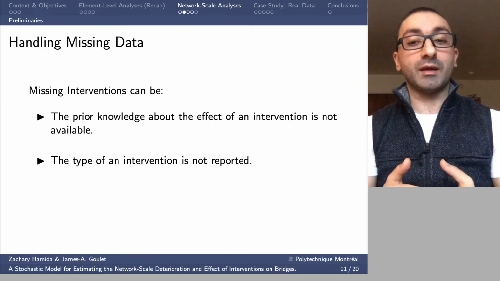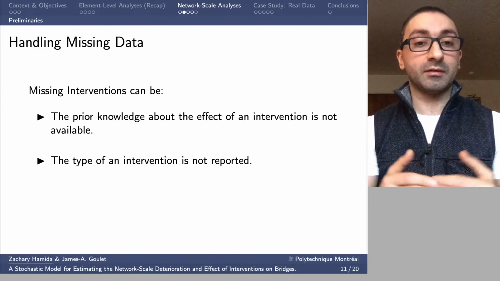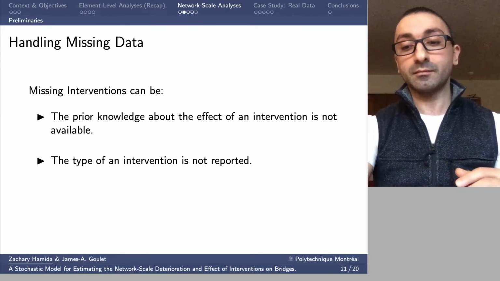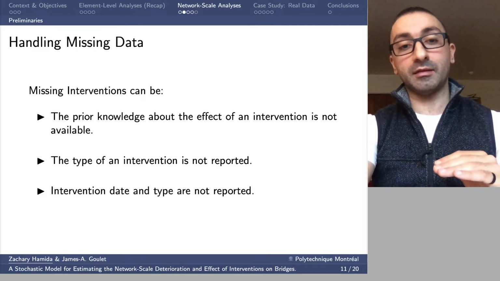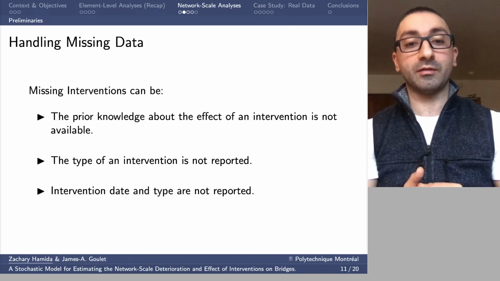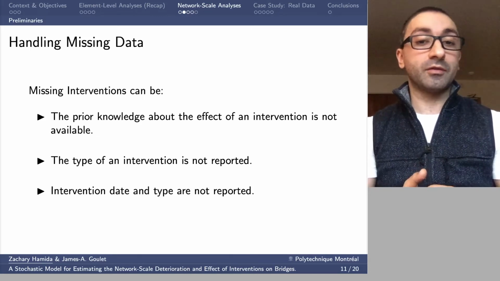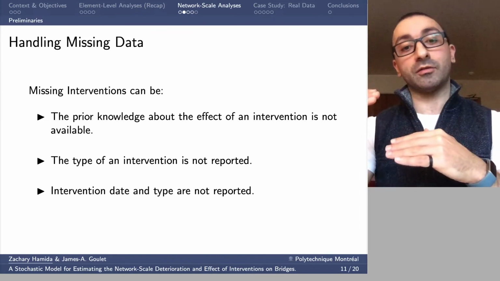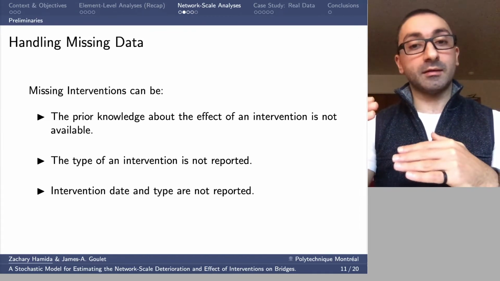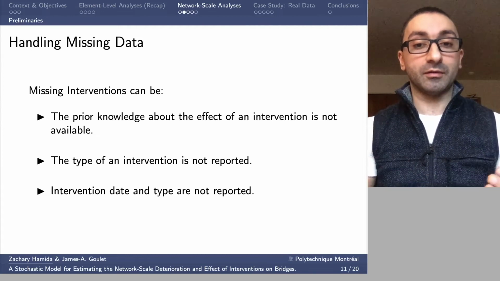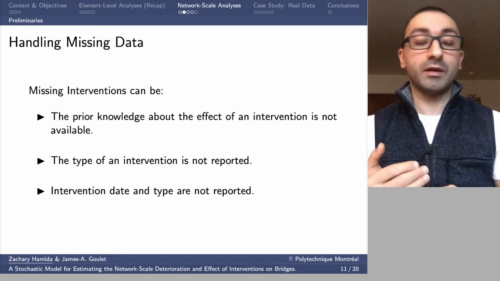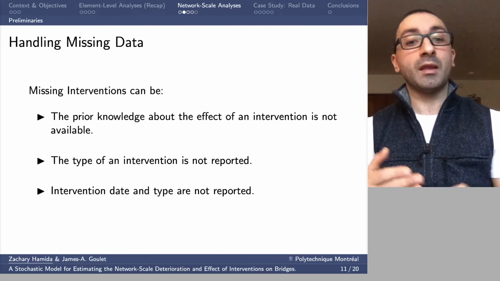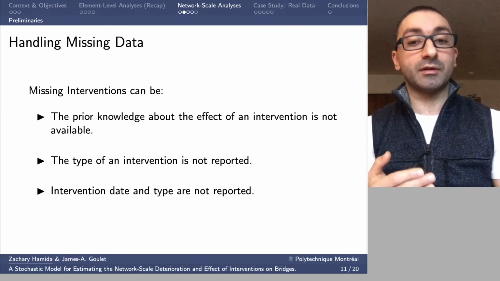So this, we can deal with it with the log likelihood. Now, I'm going to explain about this later on. But getting to the third point about missing interventions, the intervention date and the type are not reported. So here we have inspection data. The inspection data shows a jump, but there's no mention of any intervention. We know when the jump happened, but we don't know when the intervention actually happened, and we don't know what kind of intervention happened.